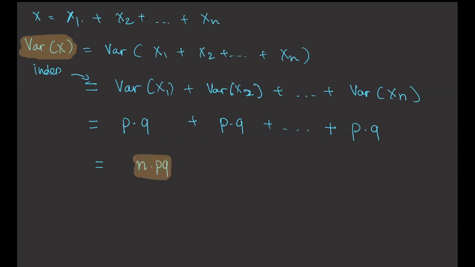You might wonder why I didn't start with the PMF and then just use the formula for expected value and variance to get this result. The answer is you can do that. It is just a bit more math involved.